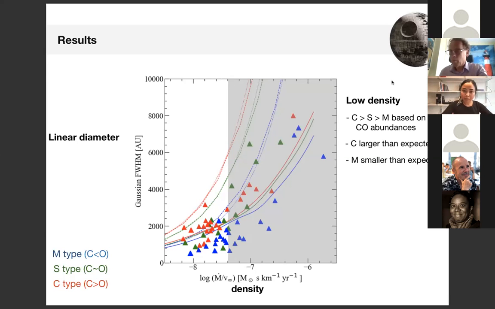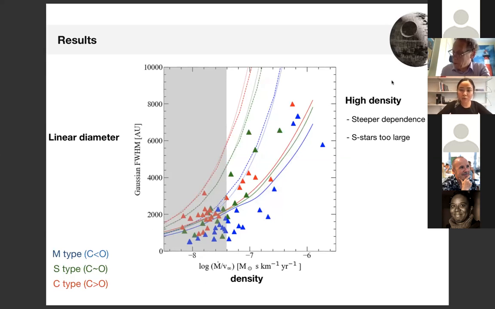But the most striking result is for the high density case, where we have a steeper dependence and we have four S-type stars that are larger than expected. So those stars are larger than what is expected to be observed in CO 2-1, and some of them are even closer to the actual CO photodissociation radius. And most importantly, those stars are larger than the carbon stars for the same density, and that is not expected based on the CO abundances.